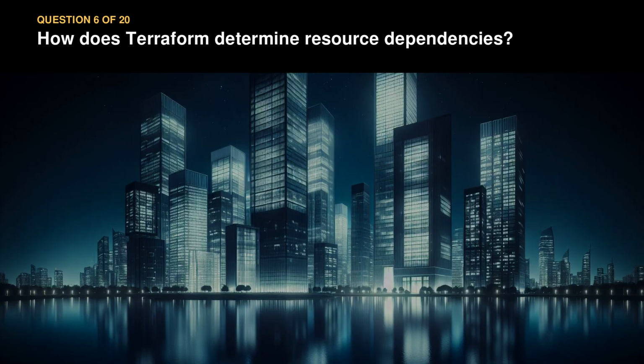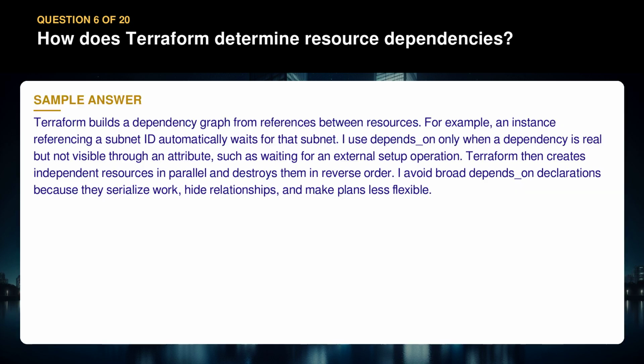Question 6. How does Terraform determine resource dependencies? Terraform builds a dependency graph from references between resources. For example, an instance referencing a subnet ID automatically waits for that subnet. I use depends_on only when a dependency is real but not visible through an attribute, such as waiting for an external setup operation. Terraform then creates independent resources in parallel and destroys them in reverse order.